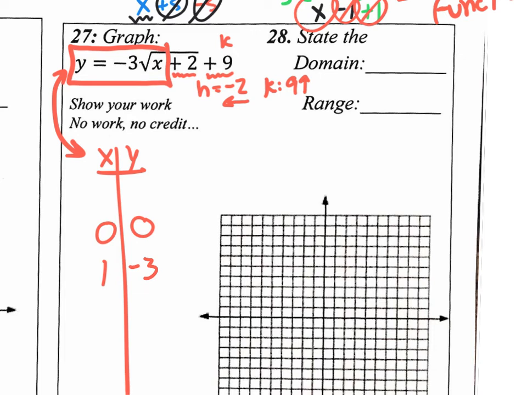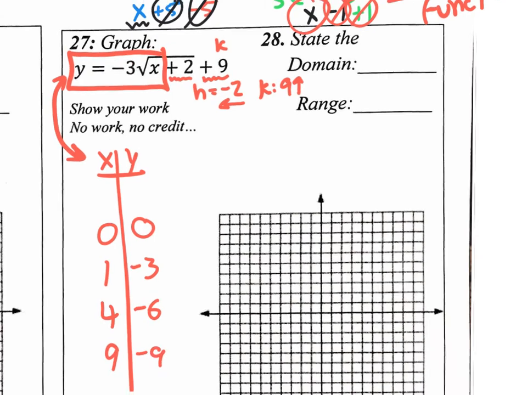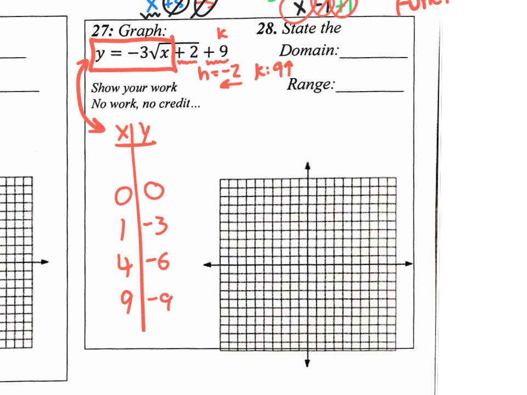How about another nice number to plug in? 4. The square root of 4 is 2. 2 times -3 is -6. And then what's another nice perfect square number? 9. If I plug in 9, the square root of 9 is 3, and 3 times -3 is -9. And of course I could keep going because this does go forever, but these are good enough coordinates to graph my equation without the h and k.